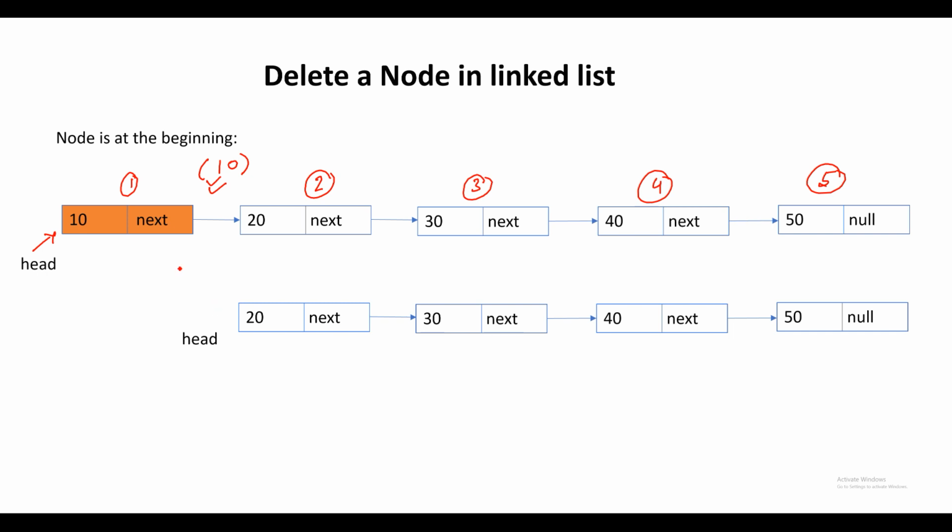Our head will now point to the next node. Instead of pointing to this node, it should point to the next node. And we should disconnect this pointer. So you can see after deletion of this node from this linked list, this will be the final linked list.